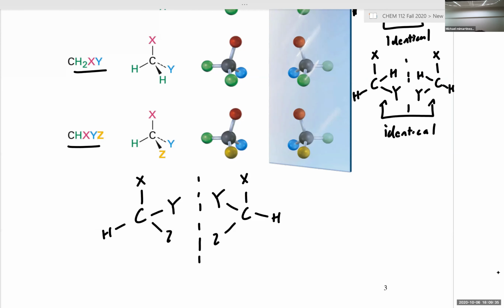What we're going to talk about next is the process for rotating molecules and checking that our two compounds are superimposable. We can do this very easily with a model kit, and I'm going to show you now how to do this exact same process with a pen and paper.